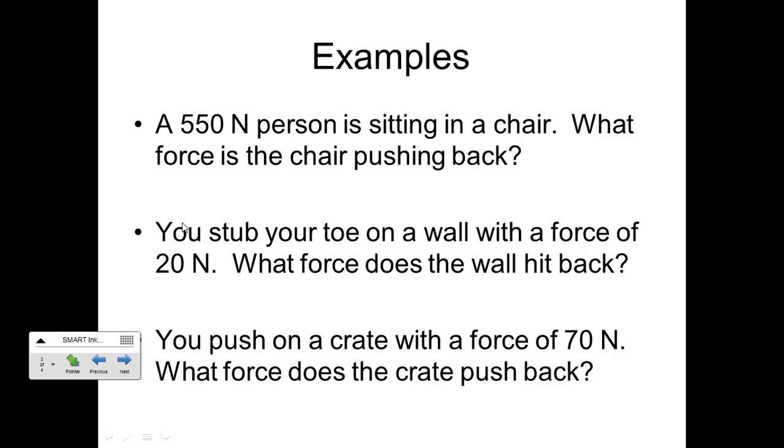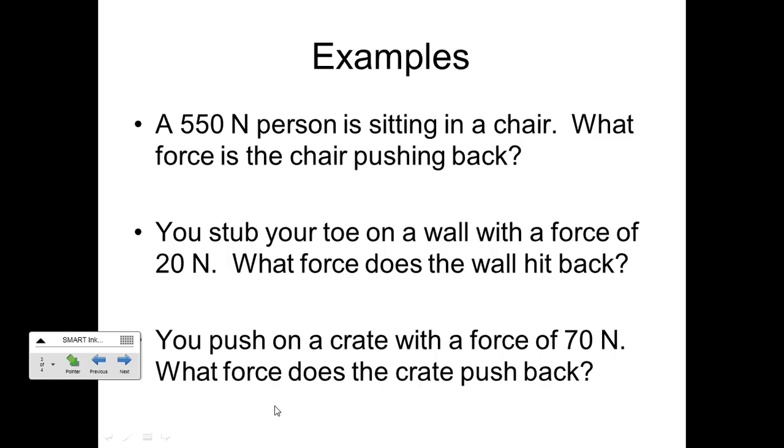You stub your toe on a wall with a force of 20 newtons. What force does the wall hit back? Well, the action force is 20 newtons, so the reaction force would also be 20 newtons. You push on a crate with a force of 70 newtons. What force does the crate push back? Well, if you're pushing at 70 newtons, then the crate will push back at 70 newtons.